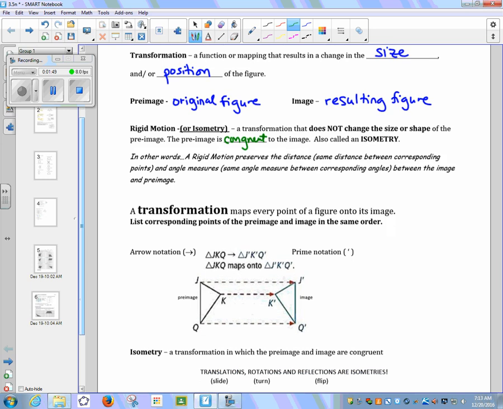Okay? So a transformation maps every point of a figure onto its new image, right? So there's going to be corresponding parts, just like when we talked about congruent triangles or congruent polygons. Every point on the pre-image has a corresponding point on the image that we say it maps to, that new point. So if you see here, the rigid motion preserves the distance and the angle measures. In other words, the lengths of the sides and the size of the angles are going to be the same.